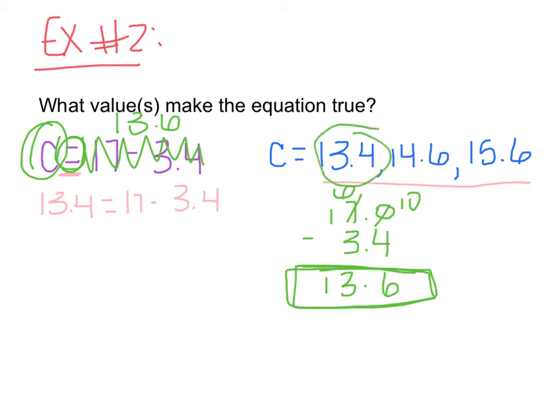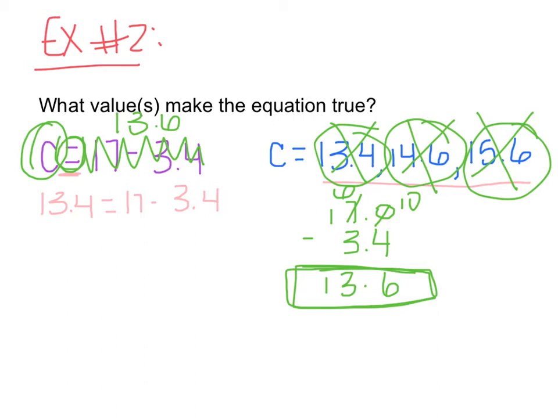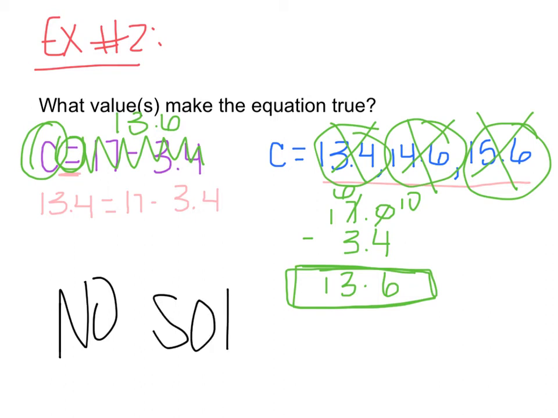This is not equal, so that can't be it. 14 and 6/10 is not equal. 15 and 6/10 is not equal. So we have none that are equal. So we write no solution. That means that none of our answers, none of those choices for C would make our equation true.